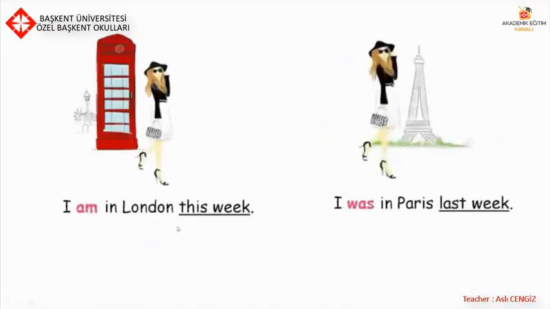I am in London this week. This week is about the present time, so we used am with I. I was in Paris last week. This is about the past, so we used was with I.